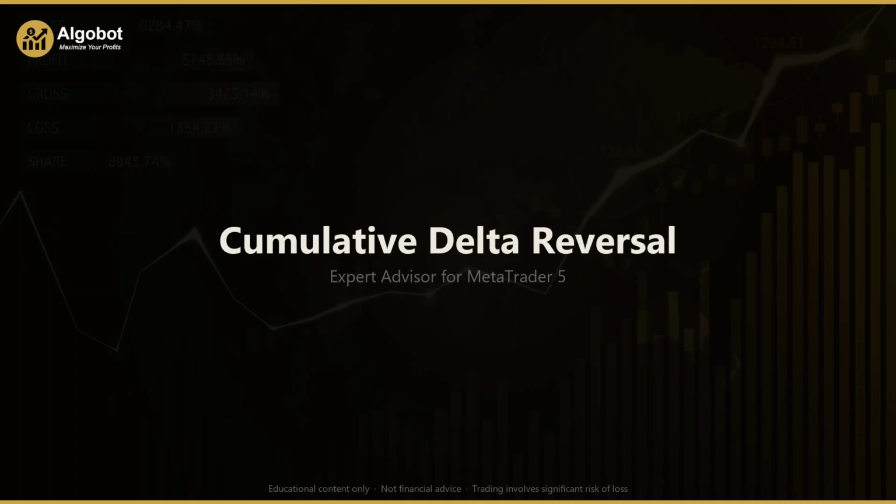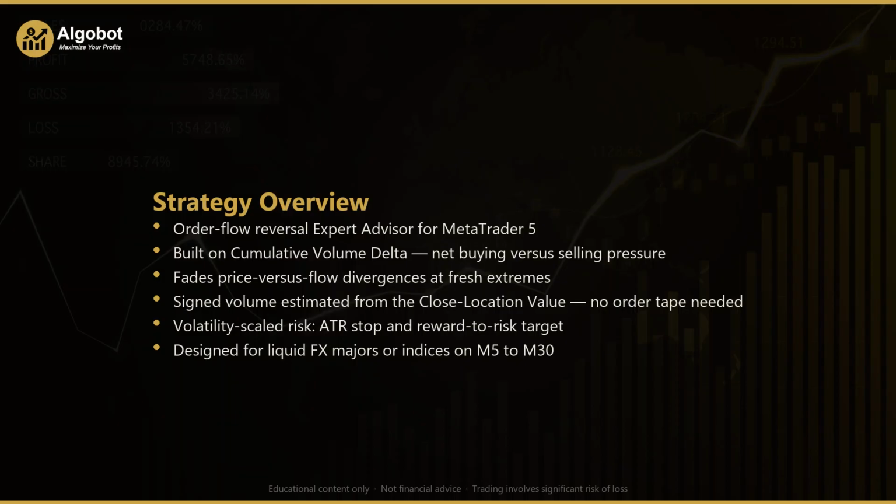Let's get started. So what exactly does this expert advisor do? Cumulative Delta Reversal is a mean reversion or counter-trend strategy. Rather than chasing a move, it waits for a trend to reach a point of possible exhaustion and then positions for a turn. The engine behind it is order flow analysis through a tool called Cumulative Volume Delta, often shortened to CVD.